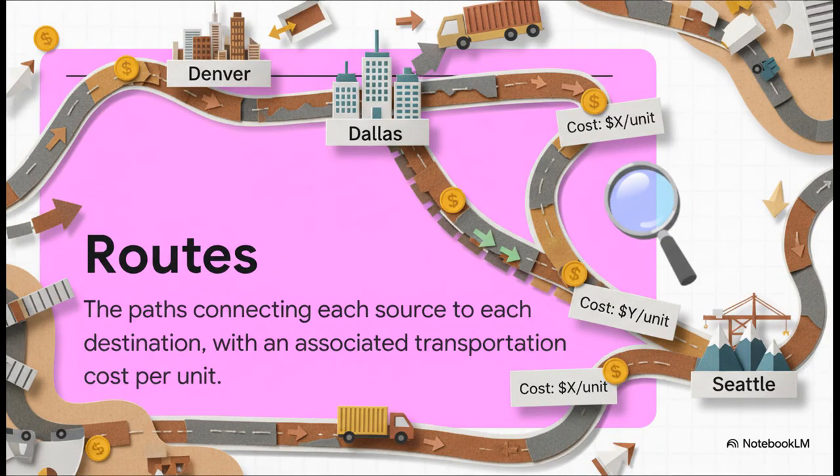And what connects all of this? The routes, of course. Every single path from a source to a destination is a unique route. And here's the kicker. Each one has its own specific cost per unit. So shipping a box from Denver to Dallas might cost you a different amount than shipping that same box from Denver to Seattle. It's these varying costs that make the problem so complex and interesting to solve.